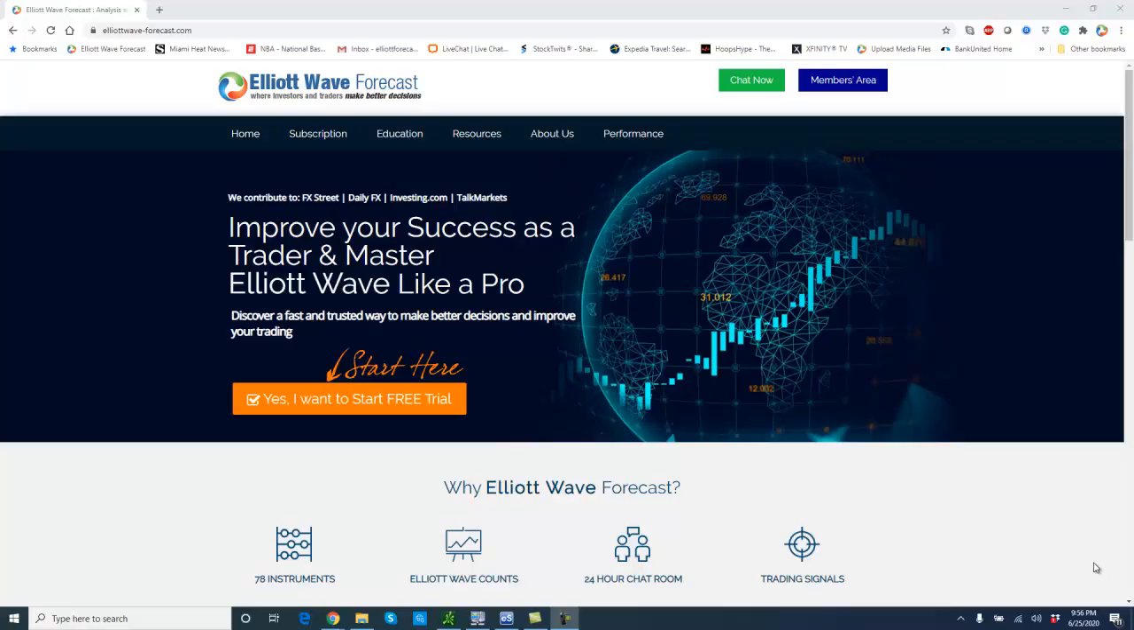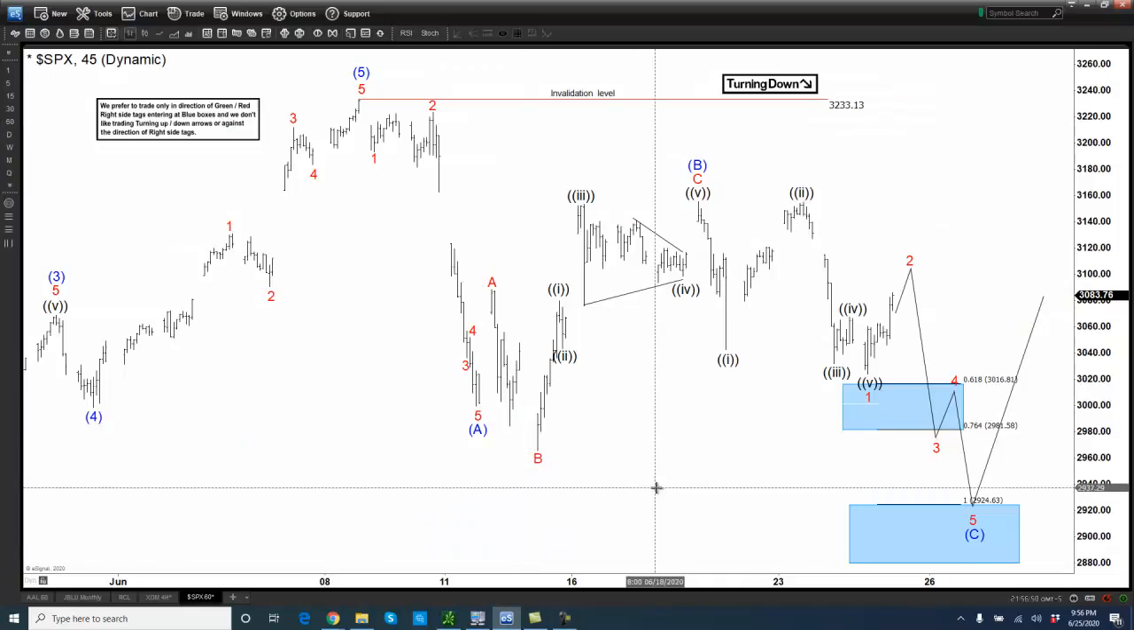We're going to take a look today, as we do every day, at one instrument that we pick to provide for free, the view that we provide to our members in Elliott Wave Forecast. Today's instrument is going to be the S&P 500. This is the latest chart presented to members of Elliott Wave Forecast about the S&P. The S&P 500 is in a correction as we speak.